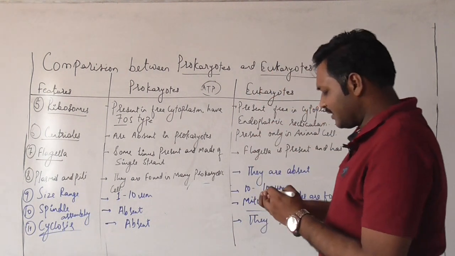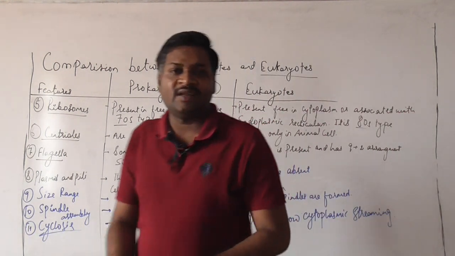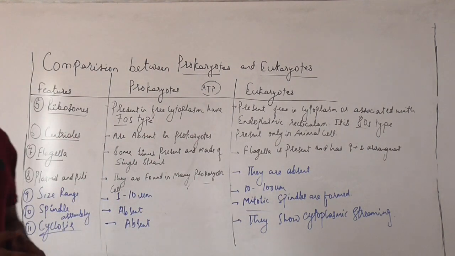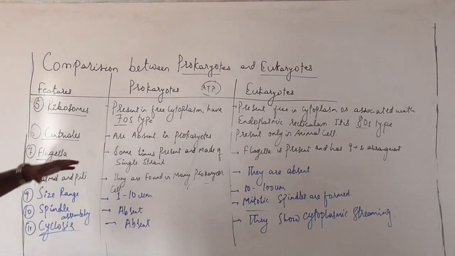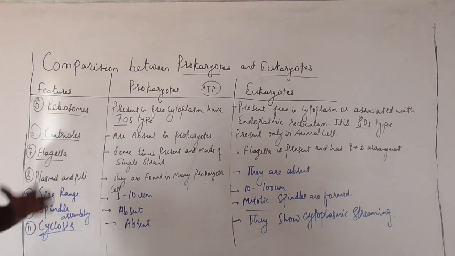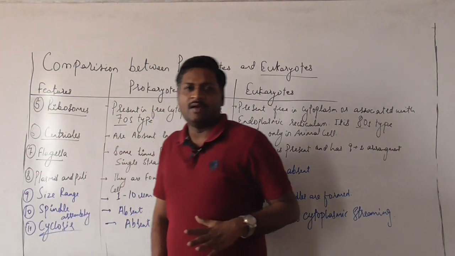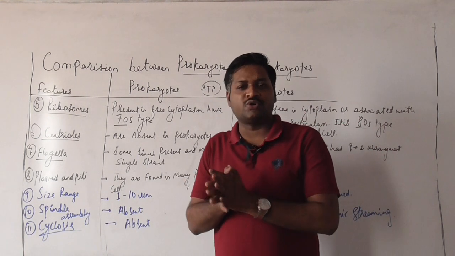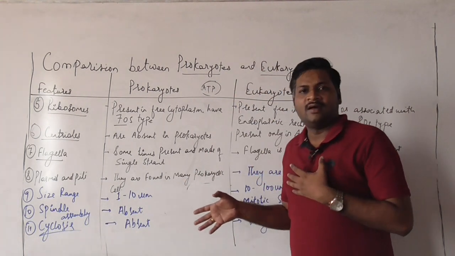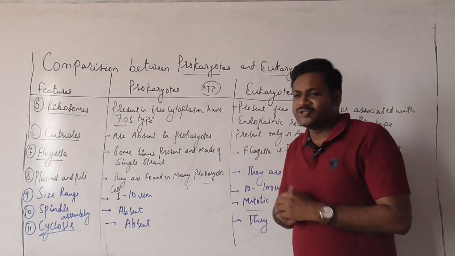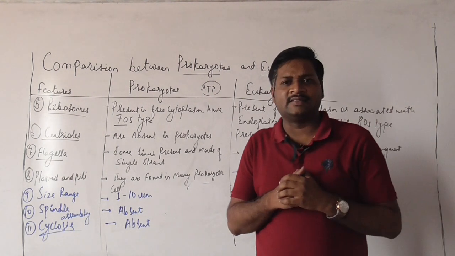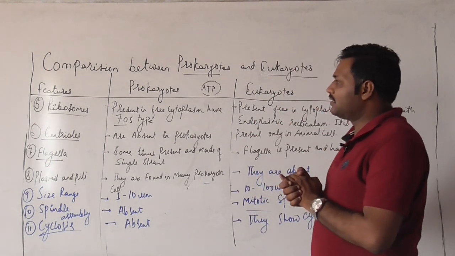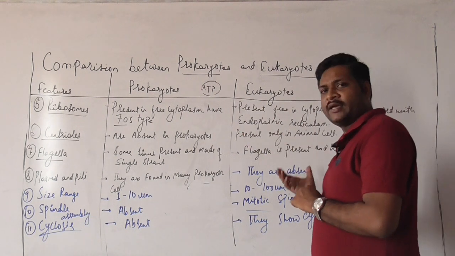So basically this is about a few characteristic features, students, that will help us understand the prokaryotic as well as eukaryotic cell. To understand the cell, we have to take account of these characteristic features, which are very, very important. If you continue with the subject biology in future also, it will help you understand the physiological and metabolic conditions of living organisms. So this is the comparison between the prokaryote and the eukaryote.